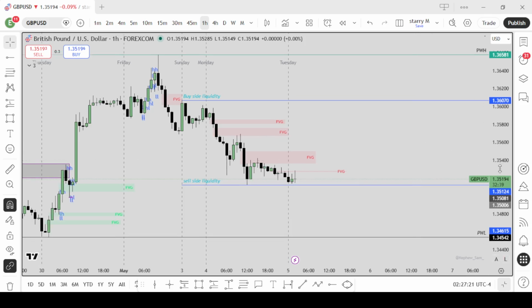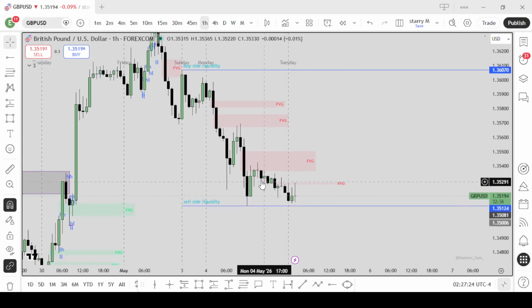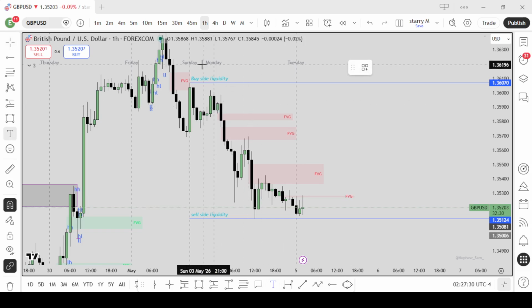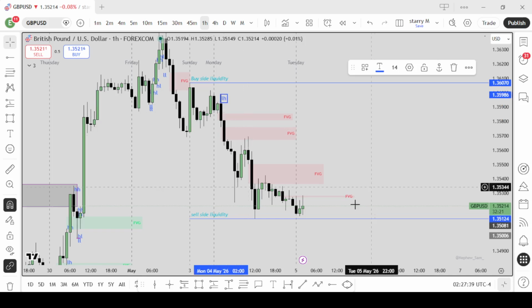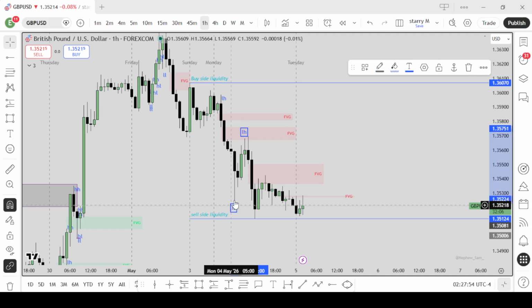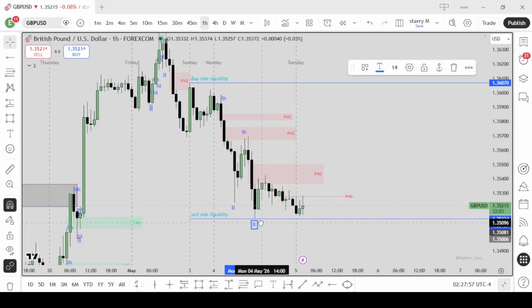Now this is a bit clearer because it is yet to make a new low. So this is our lower high. Lower low. Another lower high here. And lower low. So our current structure is this high to this low.